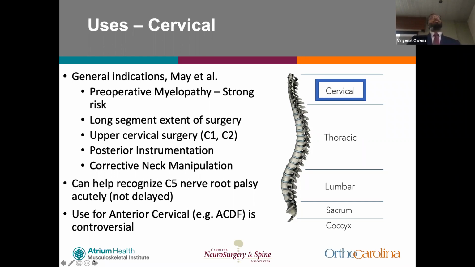In terms of anterior cervical, specifically things like ACDFs, the use is controversial, and the reason is multifaceted. It deals with cost, deals with efficiency. It also deals with the type of surgery. So if you're looking at a cervical radiculopathy patient versus a cervical myelopathy patient, some people will argue that the radiculopathy patients don't really need this type of neuromonitoring, given that the level of neurologic compromise is very low.